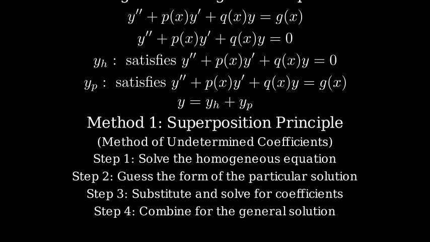First, we need to solve the homogeneous equation y'' - 3y' + 2y = 0. We use the characteristic equation: r^2 - 3r + 2 = 0. This factors as (r - 1)(r - 2) = 0, giving us r = 1 and r = 2. So our homogeneous solution is y_h = c_1 e^x + c_2 e^(2x).